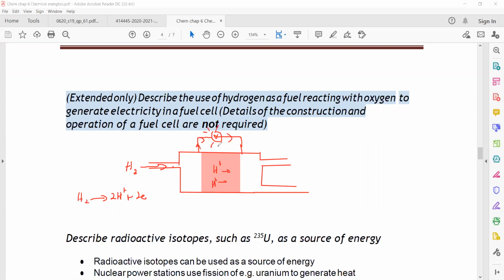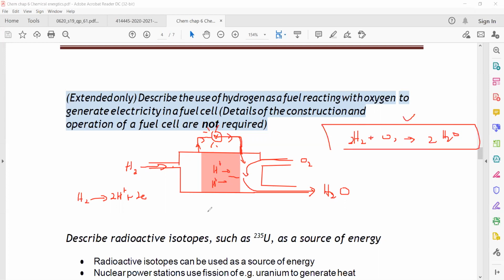When electrons travel in the external circuit, the lamp will light up, or you can use any electrical appliance or device to run or use this energy. And oxygen from here, electrons from this side, and hydrogen, when they recombine together, will produce water. So this is the actual working of a fuel cell, but you don't have to learn this whole working. The thing you have to learn is that hydrogen reacts with oxygen and produces water molecules. That is what you have to learn.